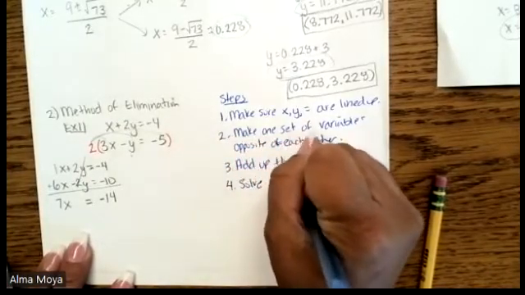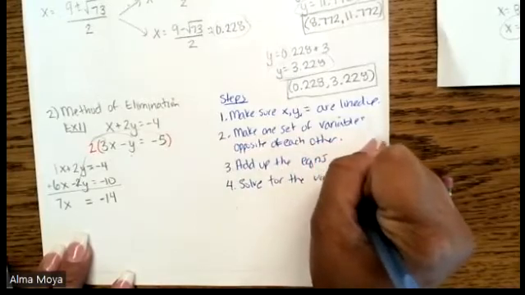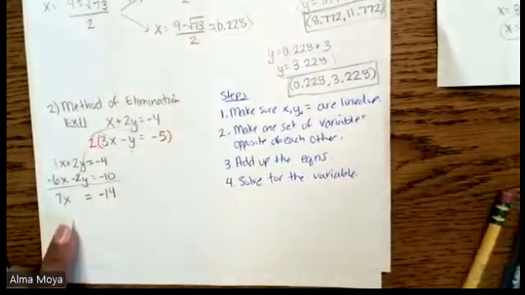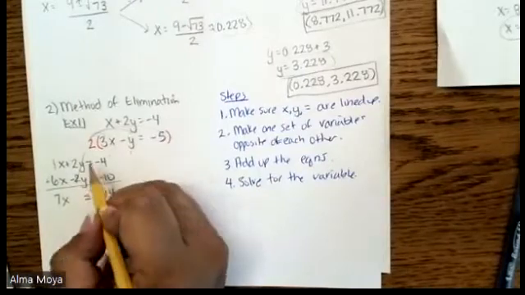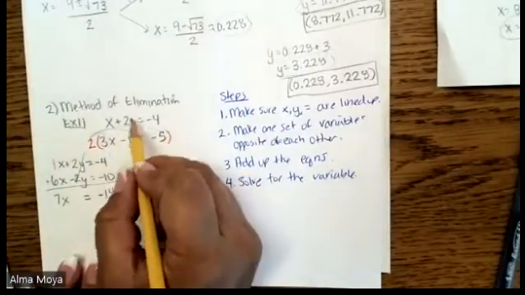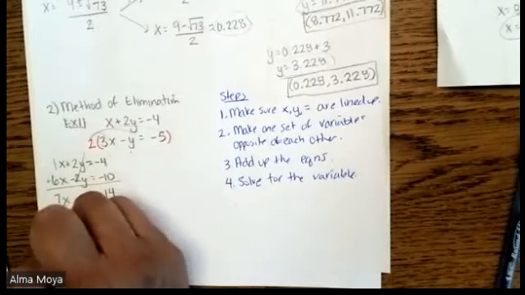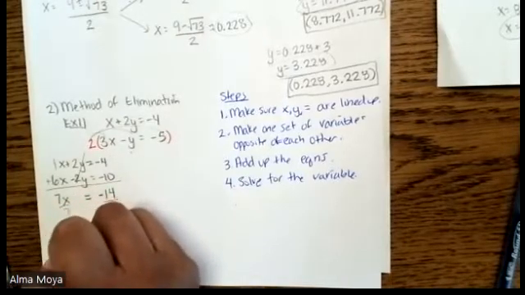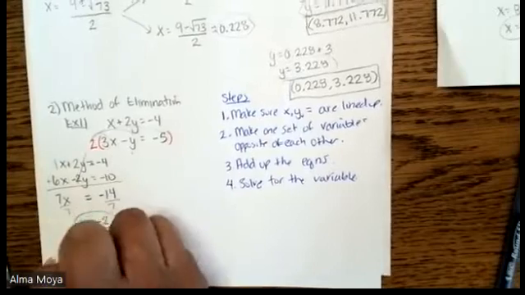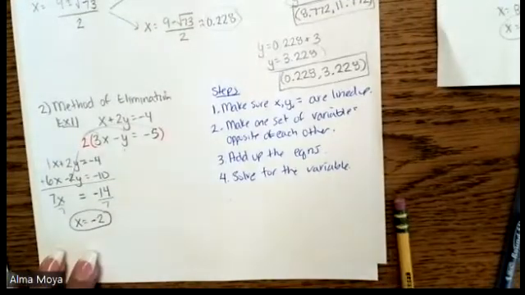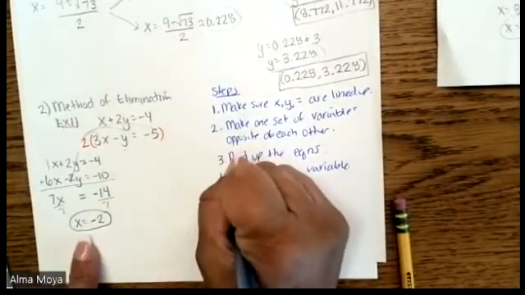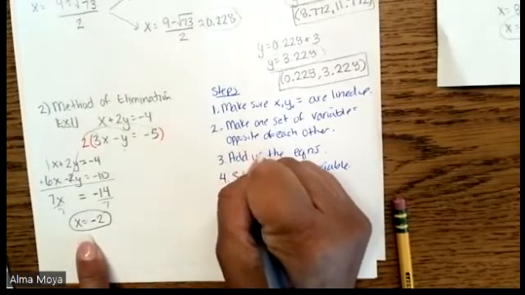Next, solve for the variable, because if you notice, you only have one variable now, and that's going to be the variable x. That's the whole purpose of me multiplying this by 2, so that the y's eliminate. So now when I divide by 7 to both sides, I get x equals a negative 2. And just like before, I'm not done. I need to plug that into one of the original equations.